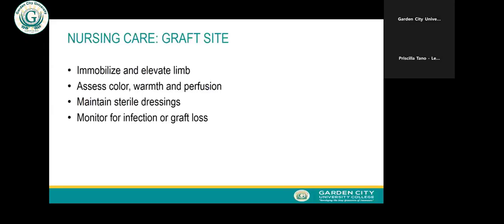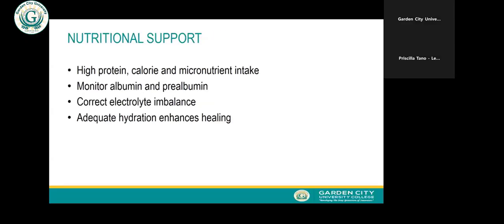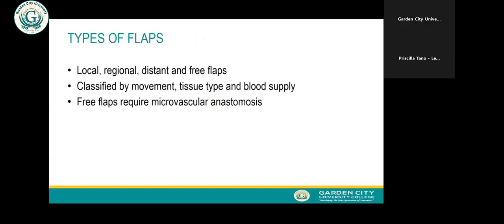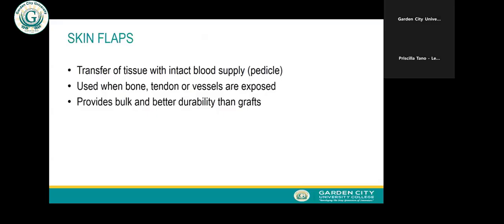So nursing care, the graft site. We know that we have to. No, let me let you come in. I think we have a bit of time, right? So for the nursing management, let's see: donor site, graft site, nutritional support. Okay, so do a bit of nursing care. Let's do the flaps quickly. Can we come in? Do we have some in the chat? Nursing care, nursing management.